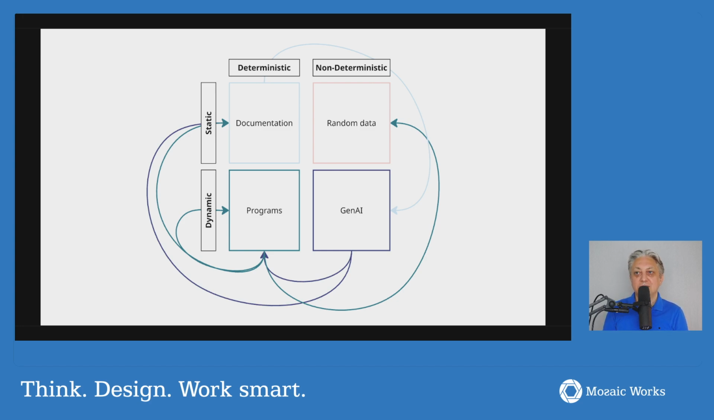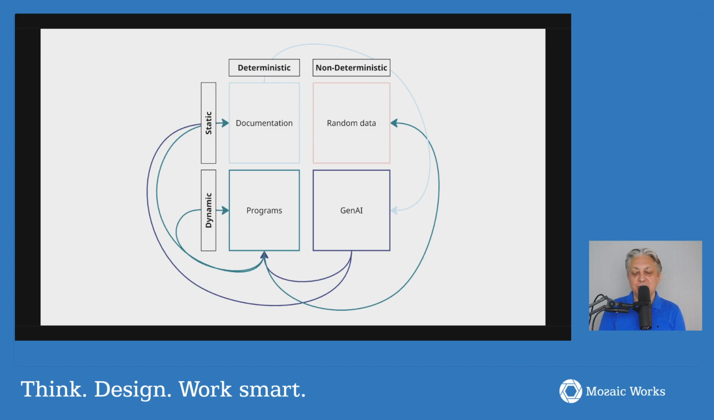So now what is the relationship between those? Because we are mostly using these three quadrants in code. Random data, not that interesting. You can generate random data with programs, and that's fine, but usually not that interesting. What interests us more for the process of development is the relationship between GenAI and code, GenAI and documentation, code and documentation, documentation and GenAI.